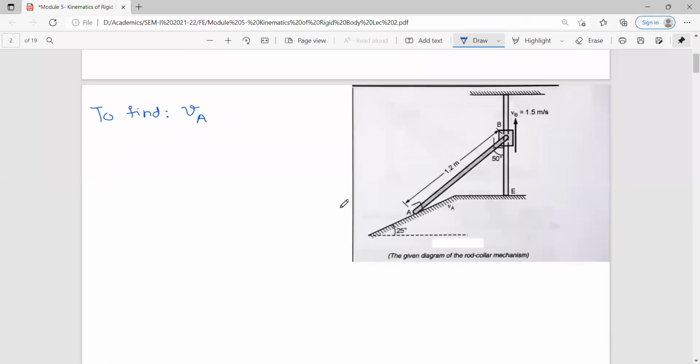So see, our first aim is to locate the ICR. In order to locate the ICR of this rod AB, we must know the direction of velocities of any 2 points on the link AB. So which 2 points are there on rod AB? That is A and B. We know that point B is here.